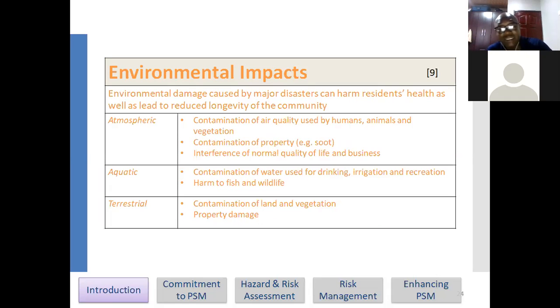I've talked about the environmental impact. I said the environmental impact for atmosphere, they can contaminate the air used by human and animal. They can contaminate property. They can interfere with the normal quality of life and business. If a factory is burning now, the people around there, can they work? They can't work. They can't trade. Everybody will park because they don't know the extent to which that fire will occur.